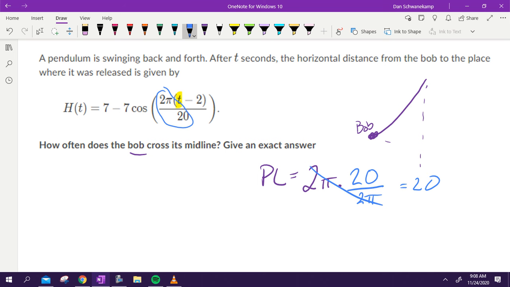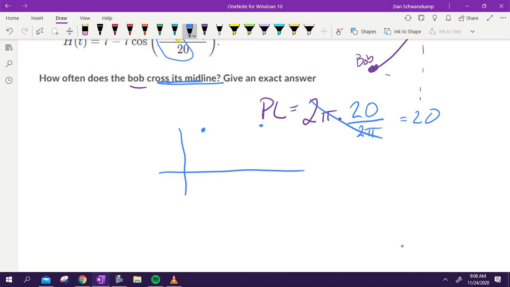So is my answer 20? Because think about what that means. I don't really care about the shift at all. The shift doesn't bother me. It's just how often does it cross its midline? And so think about what's going on. This is a cosine graph. So it's starting up here at the top. To get back to the top, it takes 20 seconds. So I don't know why I decided to shift that over. Let's act like I didn't shift it. We're starting there. At 20 seconds, I'm back to the top.